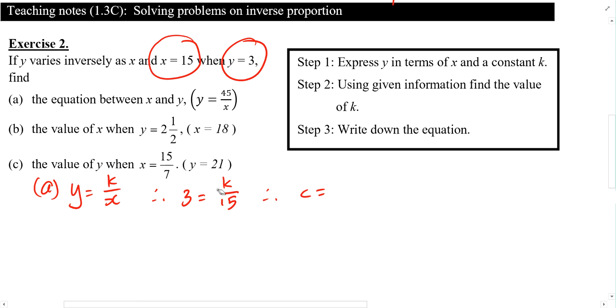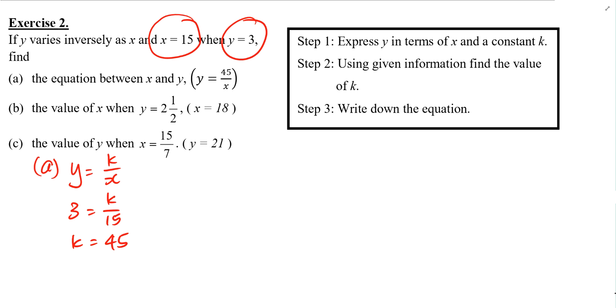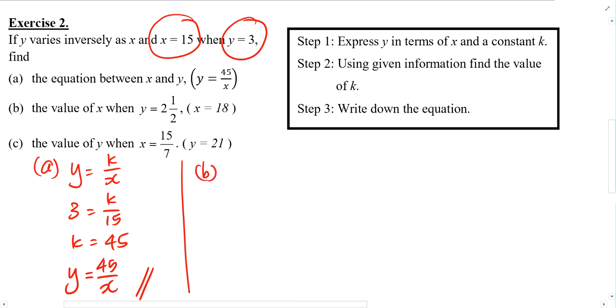I shouldn't present it this way. Go next line. So 3 equals k over 15. k equals 45. Now that I have k equals 45, have I finished answering part A? Not yet. I need the equation. So y equals, what's the value of k? 45 over x. That's it. Part A done. Now let's do part B. Value of x when y is 5 over 2.